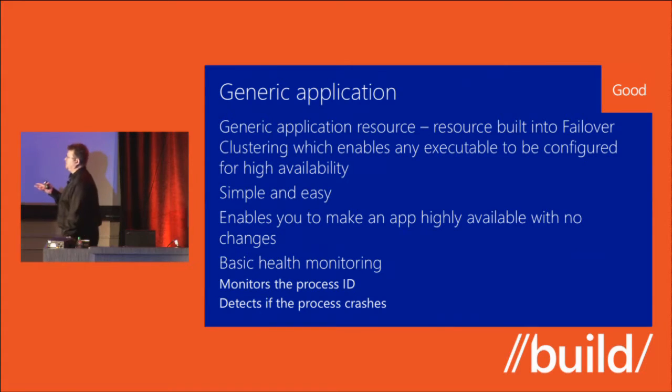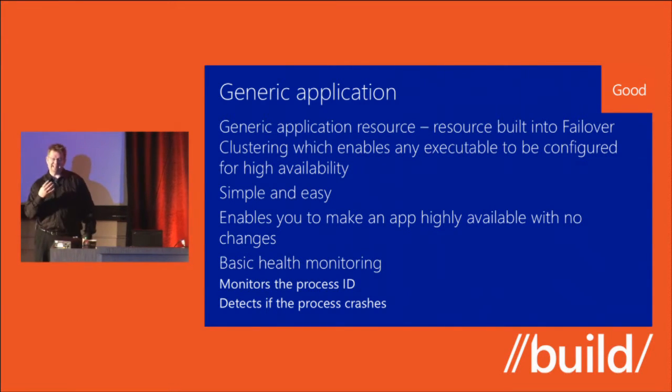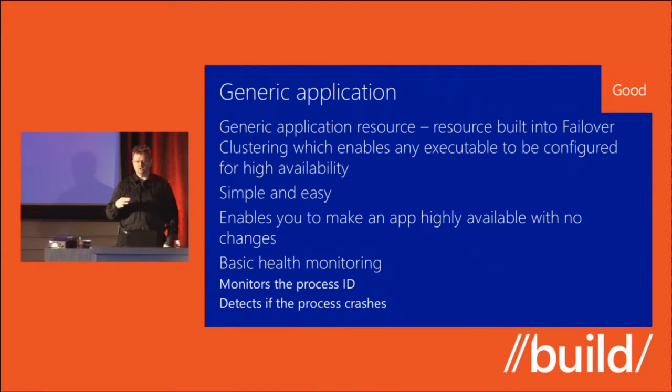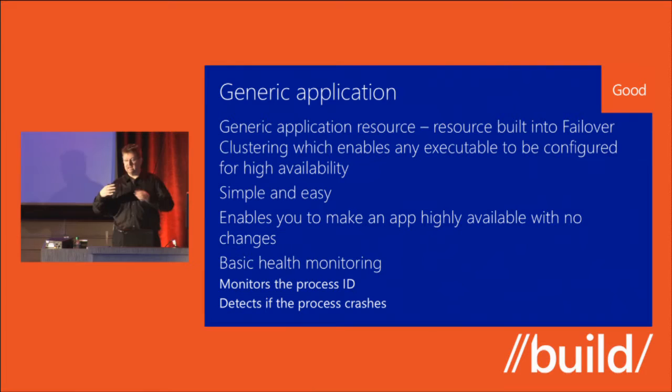Generic application. The previous solution allows you to configure services; this allows you to configure executables. Again, simple, easy, no changes. You can put your executable out on a CSV volume so all nodes have access to it. Then we're just going to start the process here, and if this server crashes, we're going to start it up over there.